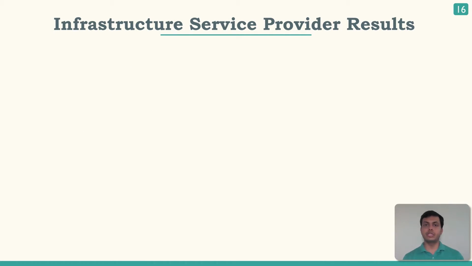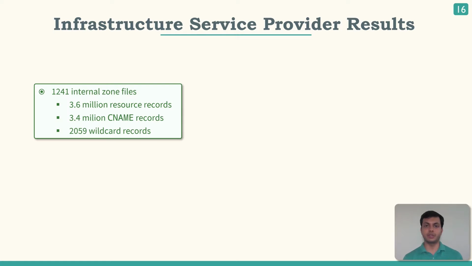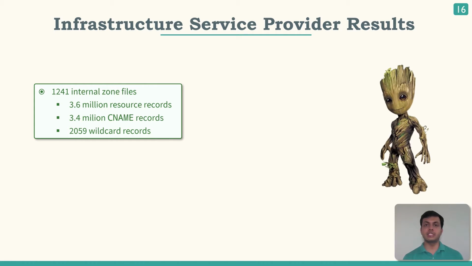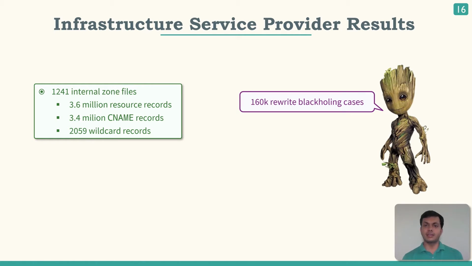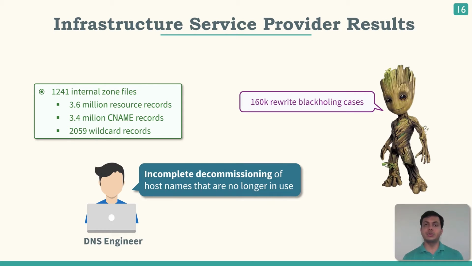We applied GRoot to the internal zone files of a large infrastructure service provider, and the CNAME records dominate these zone files. When applied, GRoot revealed around 160k black holing issues. When asked, the operators replied that this is due to incomplete decommissioning of hostnames that are no longer in use. So there is a lot of cruft lying around in these domains which has to be cleaned up if they want to repurpose these domain names.